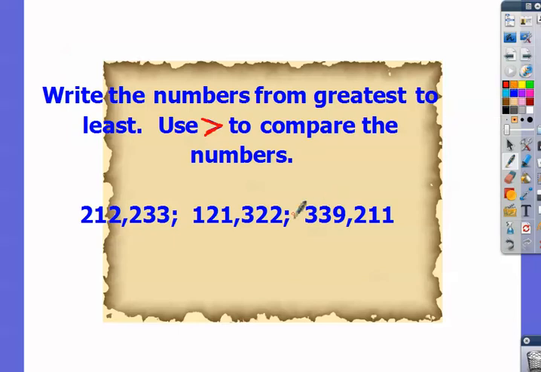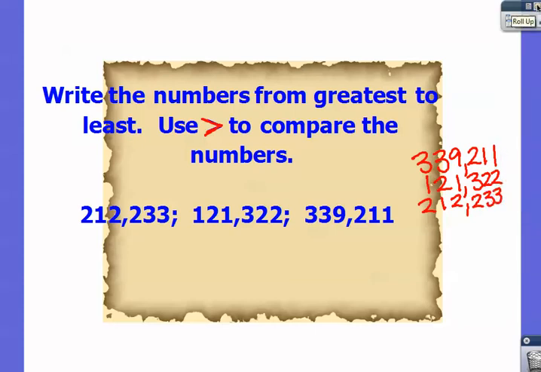So I'm going to start with, here, I'll go this way. I'm going to say 339,211. Our next number right here, 121,322. You see how I'm still making sure that I've lined up all of my digits so that place values line up. And then I've got 212,233. Make sure you just slow yourself down just a little bit. If you feel like you need to double check, double check.